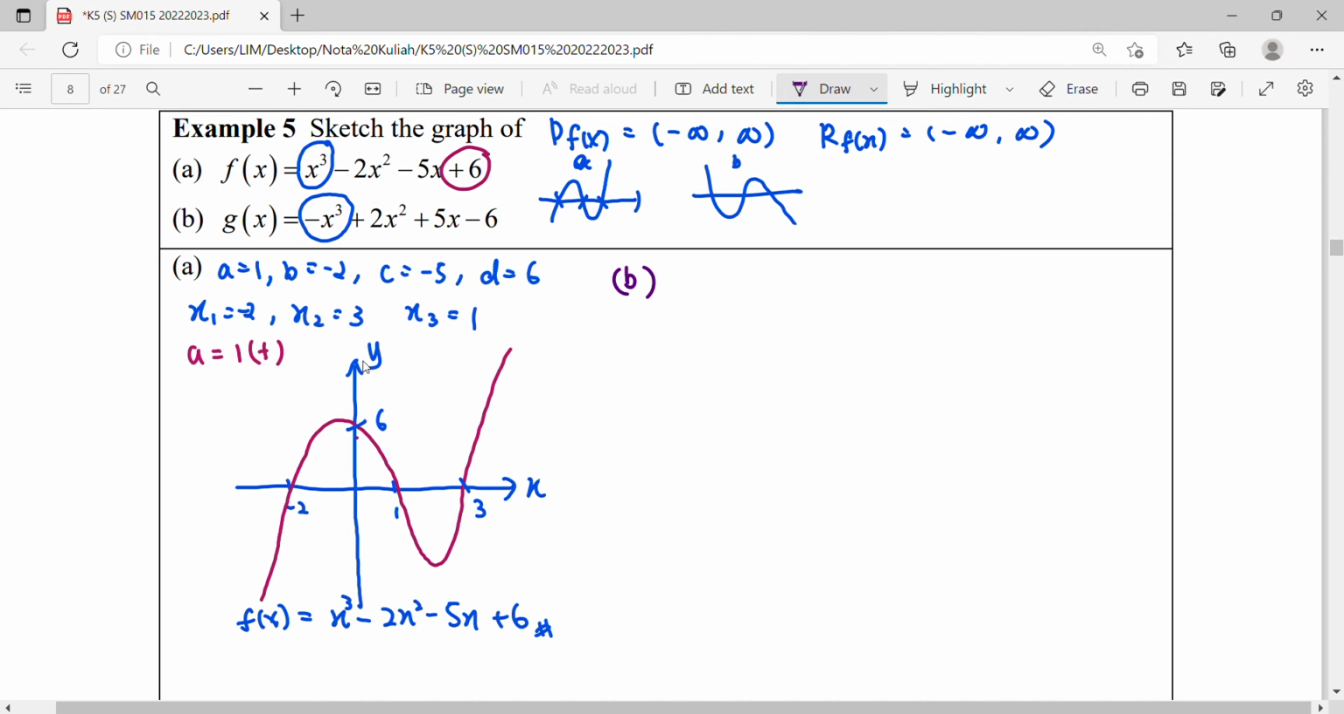Then we go for question B. Okay, we revise. For cubic function, the domain for this function g will be negative infinity to infinity. Range for function g also will be negative infinity to infinity. So from here we can see, correct or not, why do we say domain is negative infinity to infinity? Because for our cubic graph, we will start drawing from the left hand side up to the right hand side. Nothing limits us from drawing the graph.